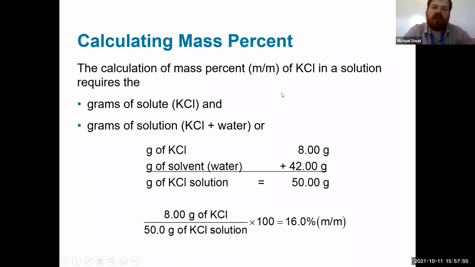So to calculate mass percent, once again, the way this works is you have your grams of solute. That's always going to be your numerator. Then you have your grams of solution, which is both, in this case, the potassium chloride and the water. So 8.00 grams of the KCl plus 42.00 grams of the water gives you a total solution mass of 50.00 grams.